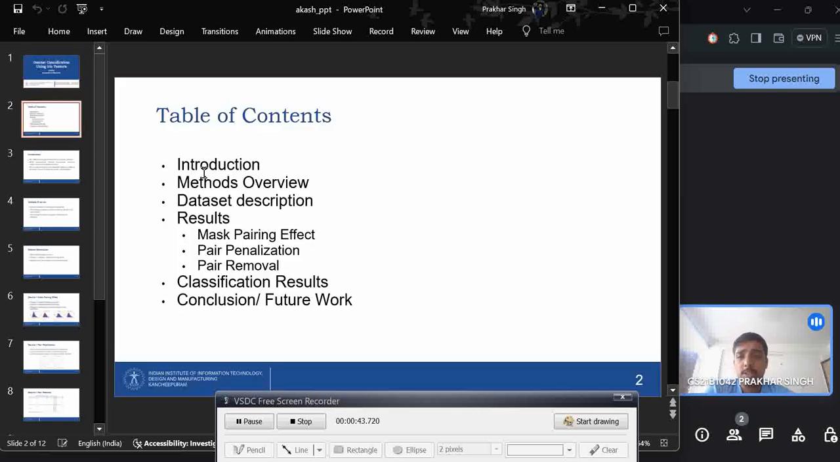The table of contents includes the introduction, where we will give the main overview of our research, then the method overview, where we explain the methodology, and the dataset description, where we tell about the dataset which we used. Then the results: the mask pairing effect, pair penalization, pair removal, and classification results. After all that, we will go to the conclusion and future work.